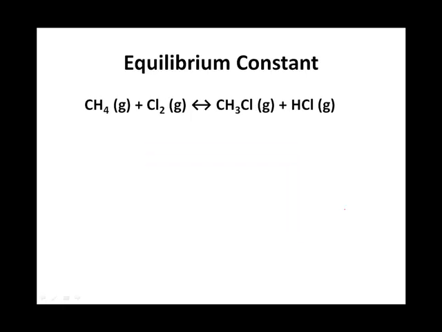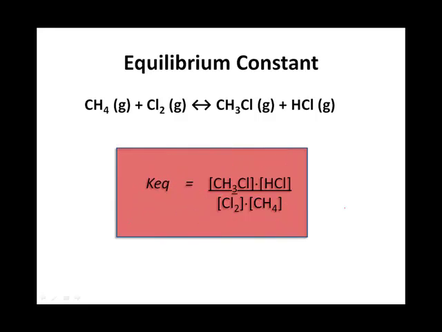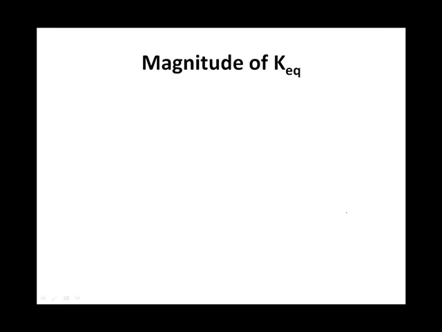Here's another type of example problem. Again, KEQ equals the concentration of CH3Cl multiplied by the concentration of HCl divided by the concentration of Cl2 multiplied by the concentration of CH4. Since all of these coefficients are 1, notice how nothing has an exponent.